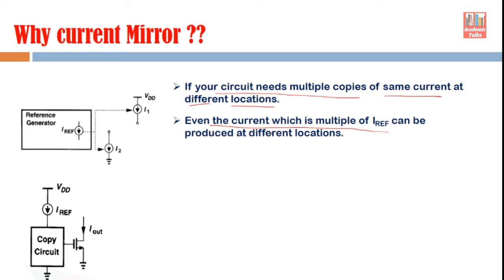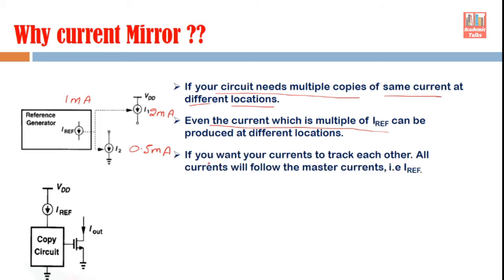So, if this reference current source is suppose 1 milliampere and at some locations you need 2 milliampere, that is possible, and if you need only 1 milliampere, that is also possible, and if you need for example 0.5 milliampere, that is also possible. If you need 0.6 milliampere, that is also possible. So, what you have to do, you can get any multiple of this reference current, right.